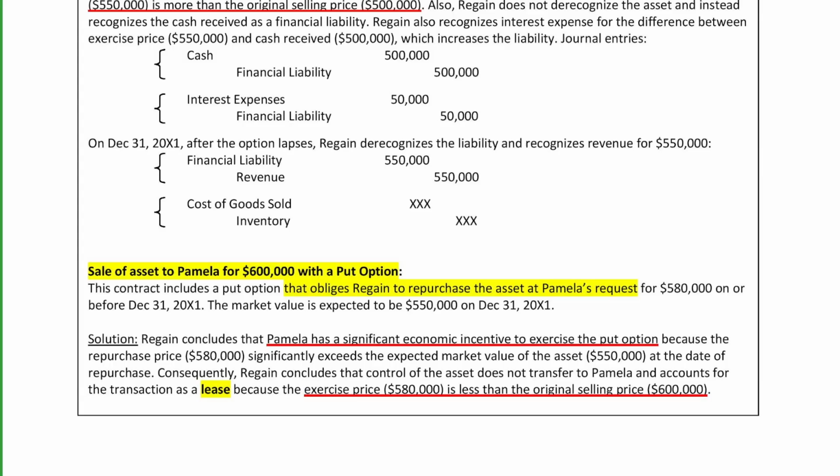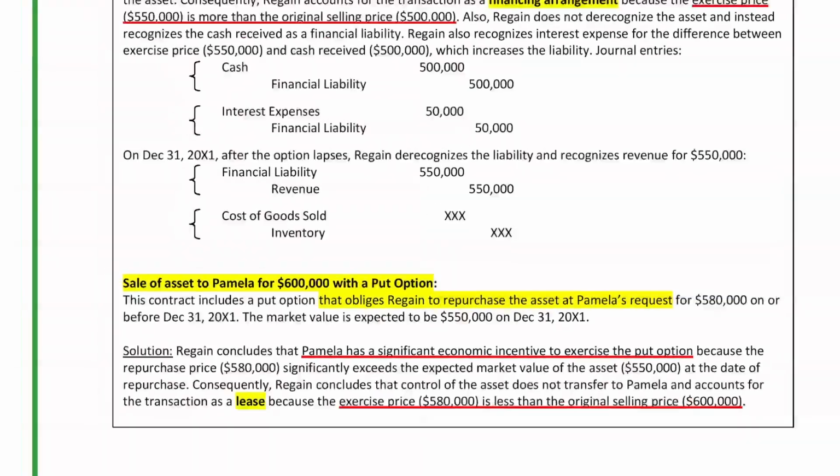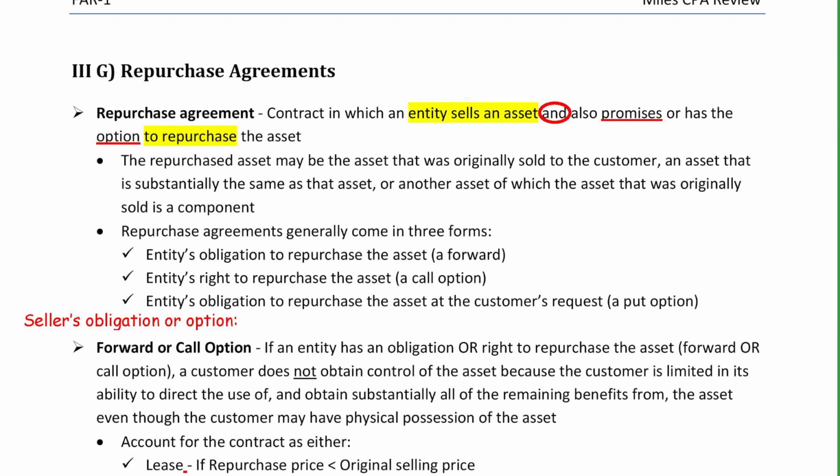Now that we've looked at these examples, let's get back to page 70 and read a little bit more about repurchase agreements. So we've already said that repurchase agreements could be in the form of a lease, and we've seen that in case of Pamela. It could be a financing arrangement. We've seen that in case of Kathy, or it could be a sale with a right to return. On the second bullet, put a box around forward or call option, which is the seller's obligation or an option.